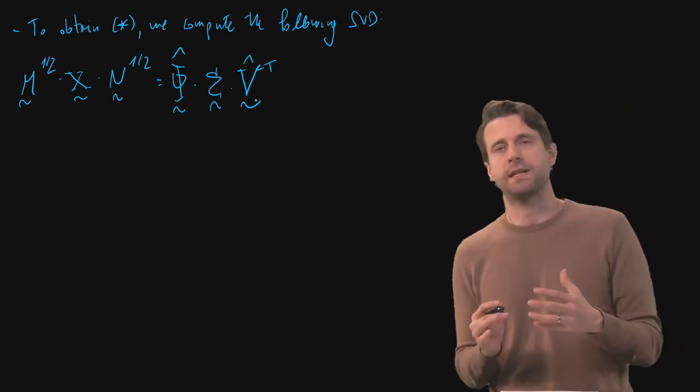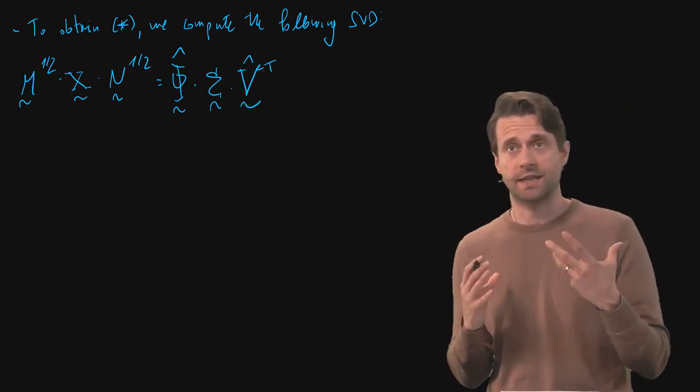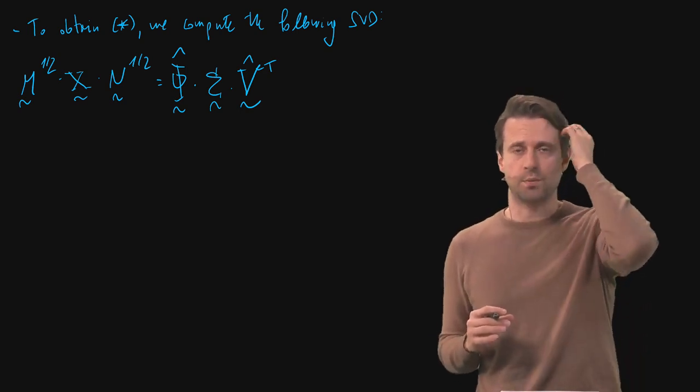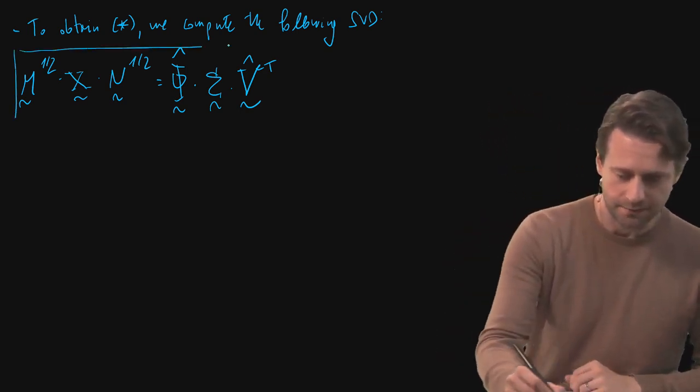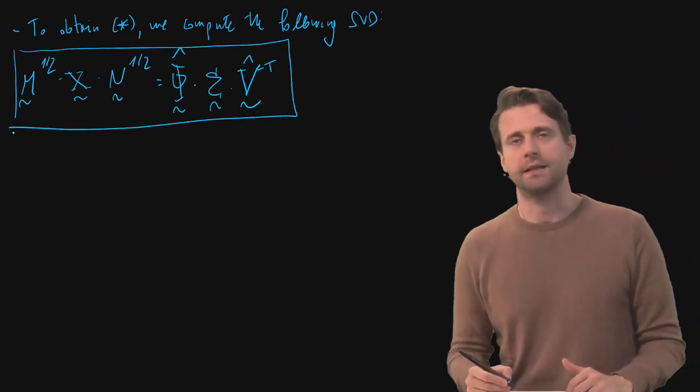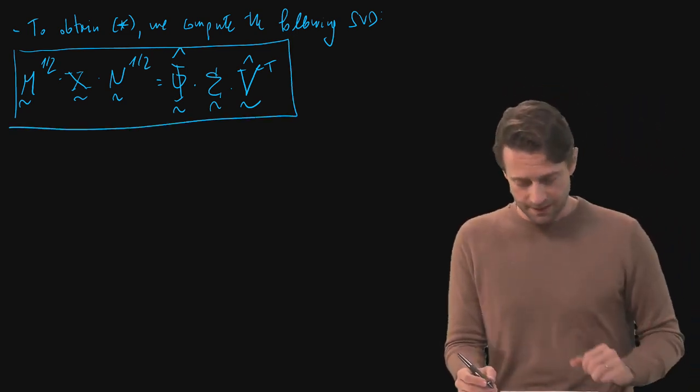Okay, so we basically compute the SVD not on the original matrix X directly, but we're going to use the weighting matrices in space and time first. That will give us slightly different matrices phi hat and V hat.